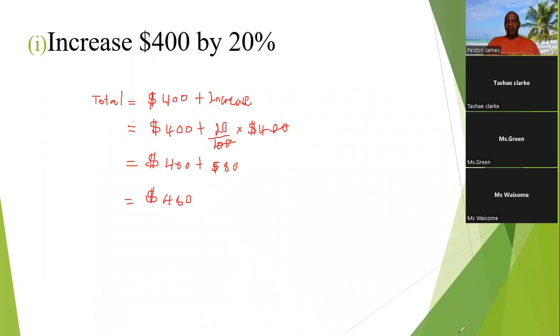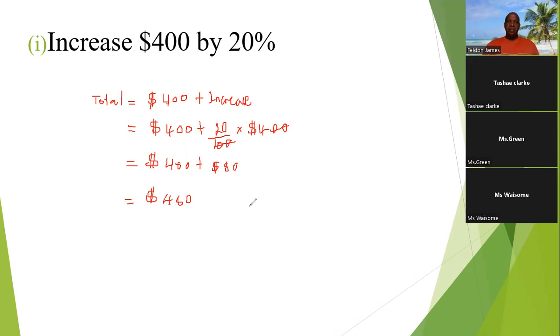Now, 10% of a number is easy to find. All you need to do is to move your point one place to the left. So if you have $400 and you want to find 10% of that, you would move one decimal place to the left. So that would give you what? $40. So 10% is 40. And 20% is 2 times 40, which is 80. And now you're going to add that 80 to the 400 to get 480. So you could quickly work that out in your head like that.